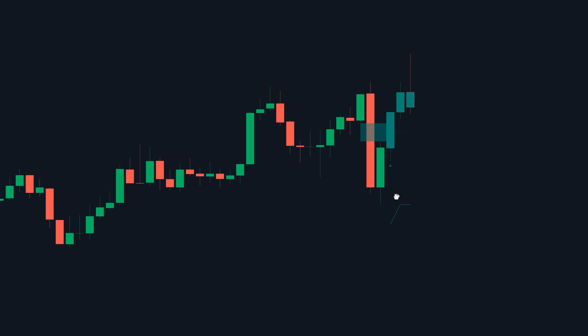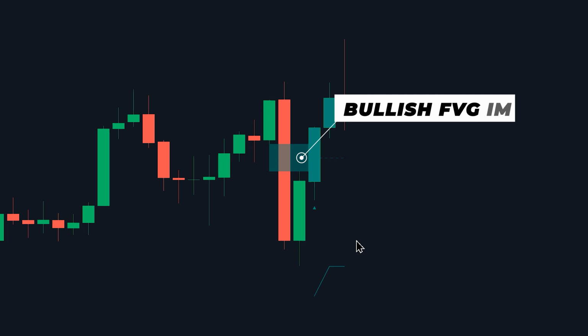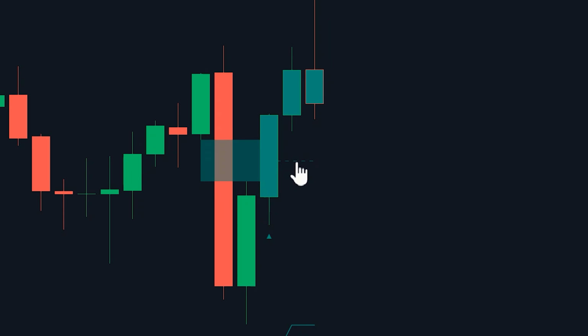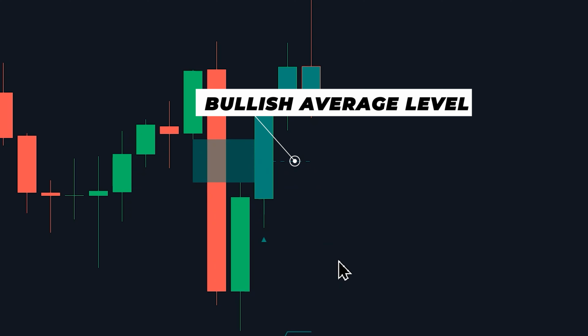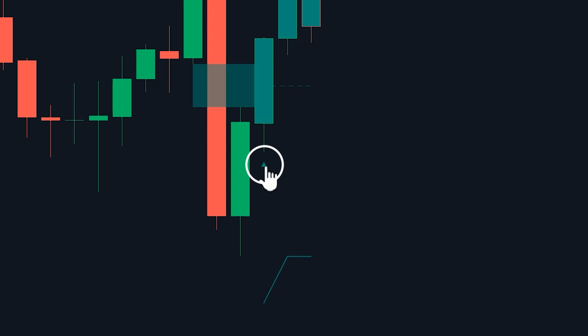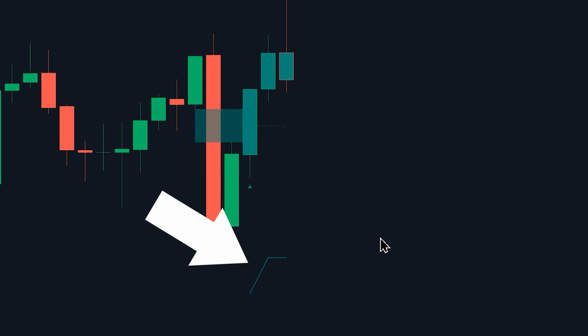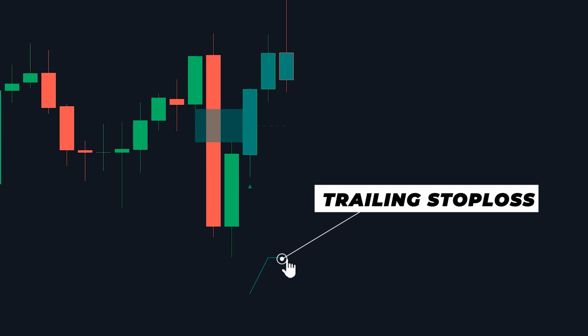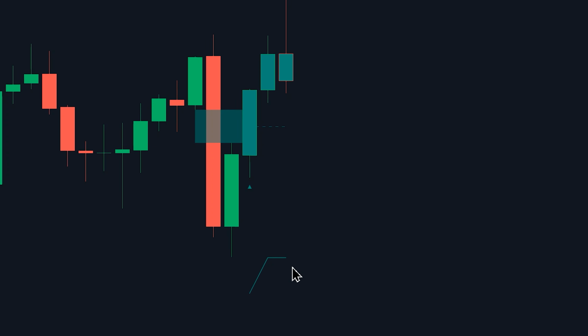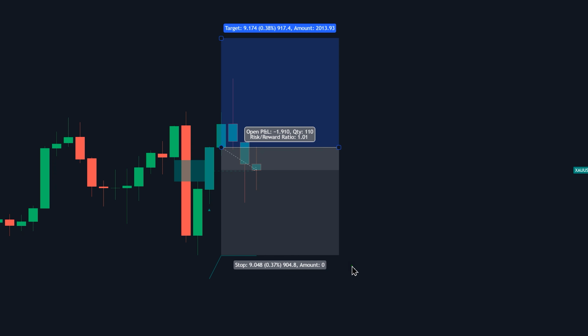Now, this indicator is made up of the following components. We have this green horizontal level, which represents a bullish FVG instantaneous mitigation signal. At the center of this level, there is this line called the bullish average level, which is basically the average level of this FVG area. We're also going to have a tiny green upward arrow to indicate a candle that mitigated this FVG. And then at the bottom, we have this line, which is a trailing stop loss for long positions. As you can see, it's going to be moving upwards with the price. So if you were to take a long position based on this signal, then this line is the one you're going to be using for your trailing stop loss.